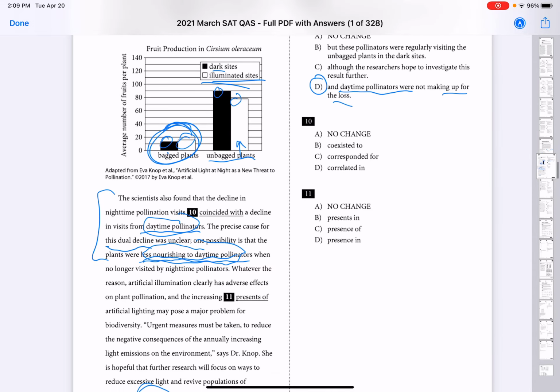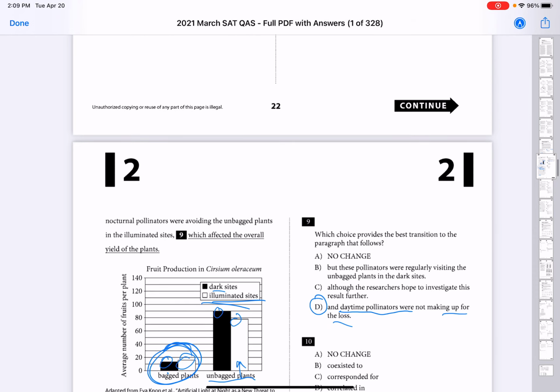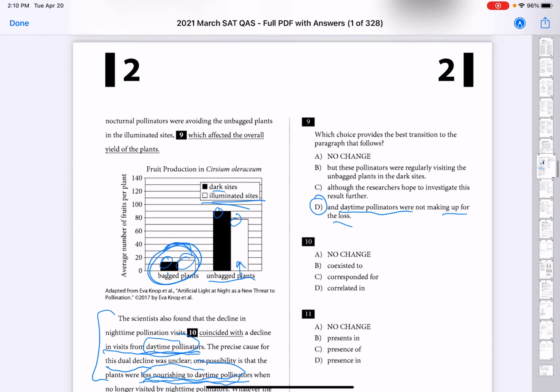Also, the decline of visits from the daytime pollinators. So they're basically linking up how there is a decline in the daytime pollinators, and because of this, there was also a loss in the plants being pollinated.